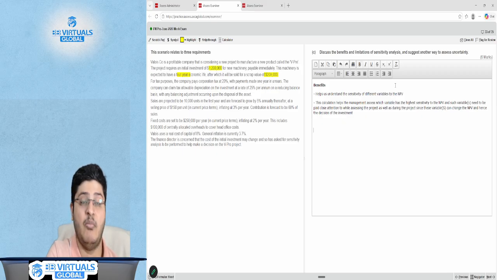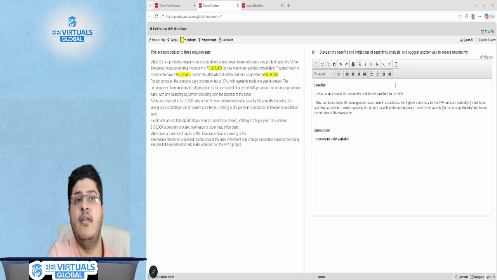Okay, but what is the biggest limitation? What is the biggest limitation of sensitivity analysis? It considers only one variable at a time in isolation of movement in other variables. However, in reality what happens? In reality, most variables move together.